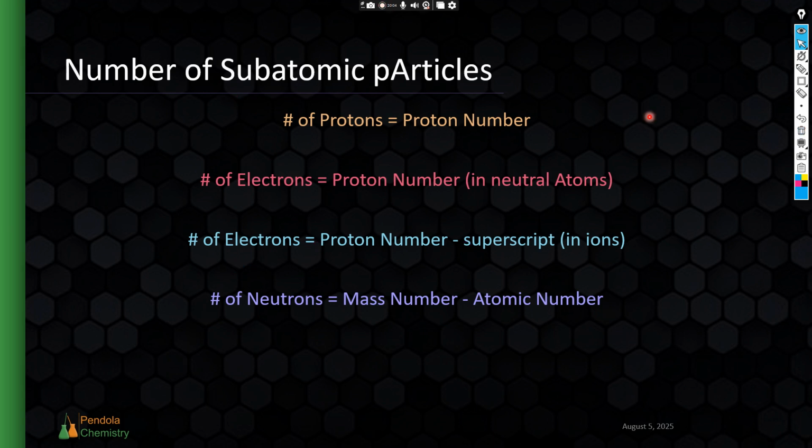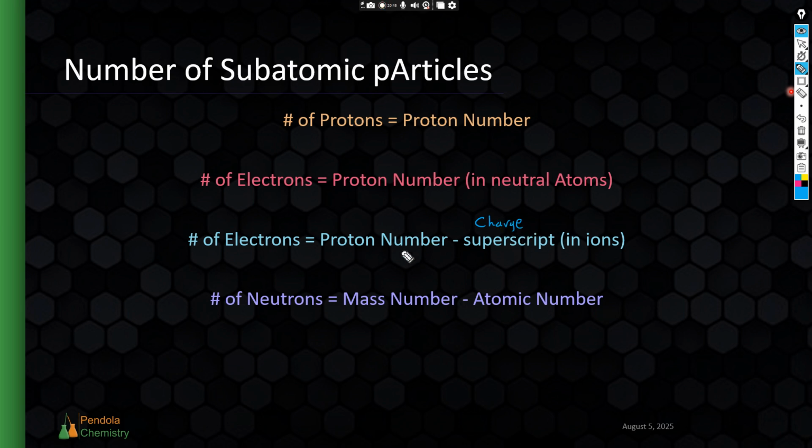Just to summarize everything we've seen, if I wanted to know the number of protons of an element, all I need to do is look at the proton number, which can be found on the periodic table. If I wanted to know the number of electrons, if the atom is neutral, if it has no charge, then the number of protons is the number of electrons because they cancel each other out. But if I have an ion like the ones we just saw, the number of electrons is the number of protons minus the charge. You can call this the superscript, but you can also call it the charge. It's the number on the top right of the ion.